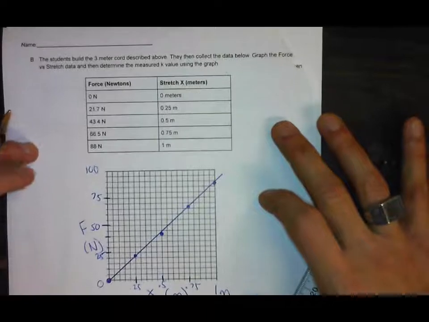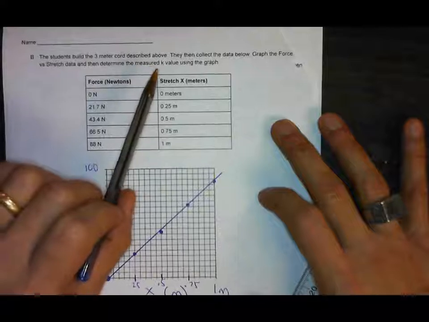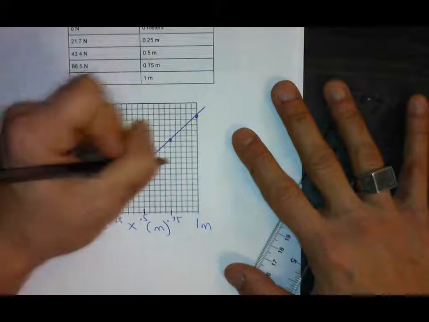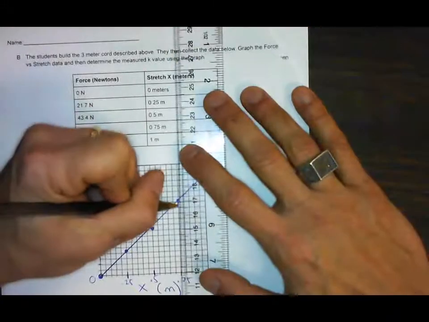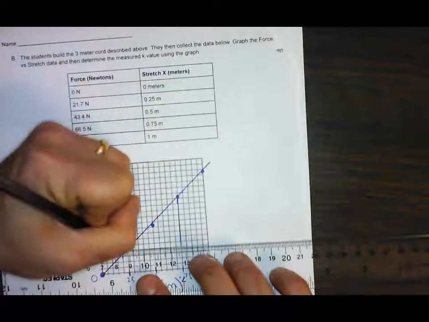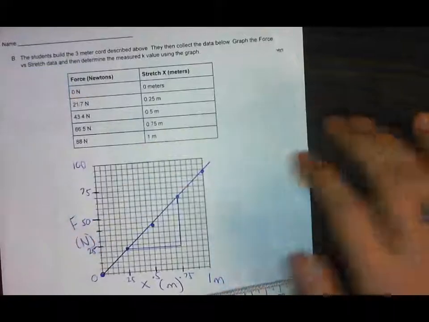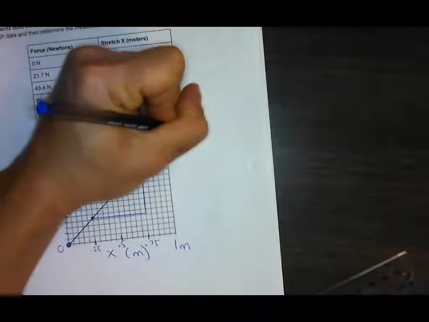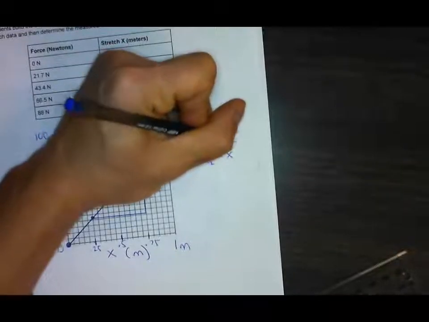Okay. And now it says here, graph the force versus stretch and then determine the measured K value. So determine the K value you get from this graph, and that is the slope of this graph. If I have 2 points that are on that line, then I can use those 2 points to determine my slope. If they're not on the line, then I need to assume some values for points on the line. So I'm going to determine my slope. That's slope equals y2 minus y1 over x2 minus x1.